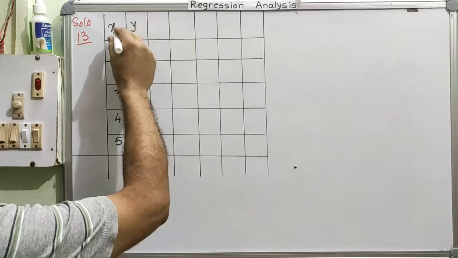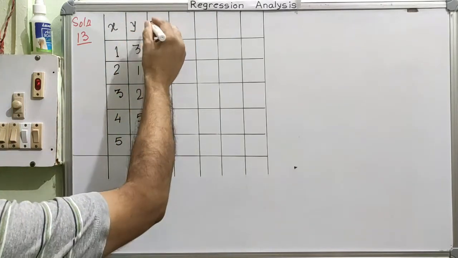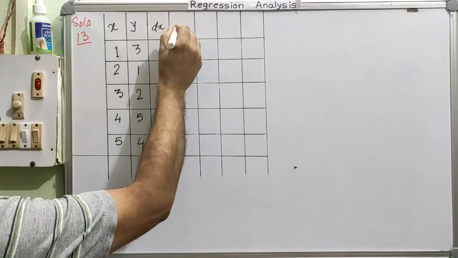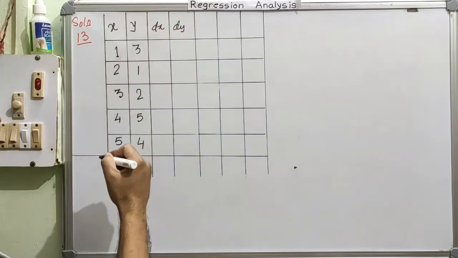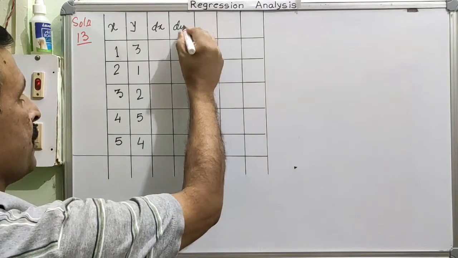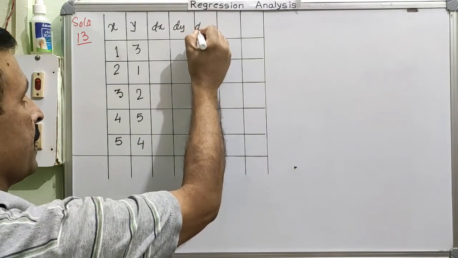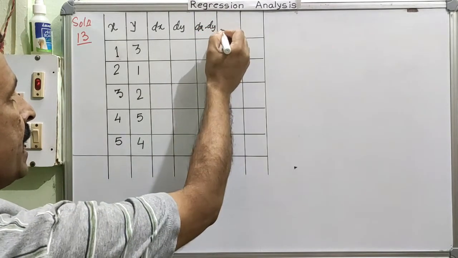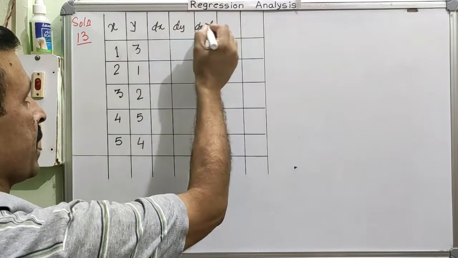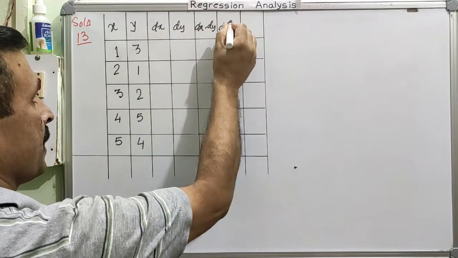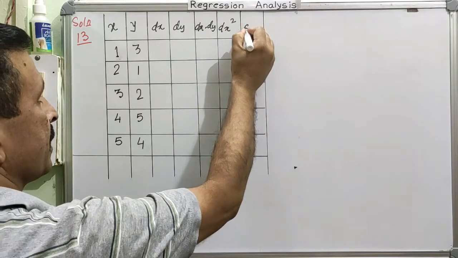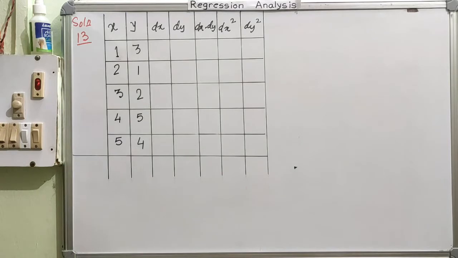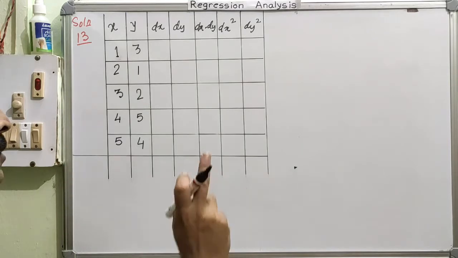This is the x and y column from the question. Another column we will create is the deviation of x, then the deviation of y. Clear? Then we will have the product of these two columns, dx into dy. Is this very clear? Then we will have the square of dx, and then we will have the square of dy. In the calculation method, for every question we will have this many columns. So just count it.